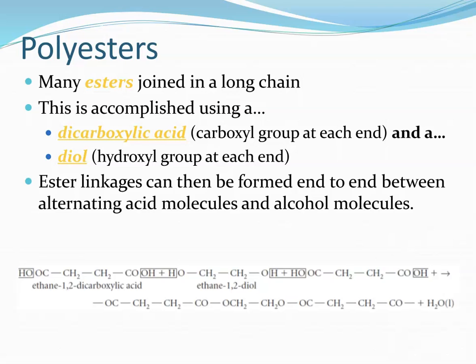Polyesters copy these structures formed in nature to create polymers with ester linkages. This is accomplished with dicarboxylic acids and diols, because they have functional groups at each end. This is considered a condensation reaction. The ester linkages would give a polymer that has alternating acid and alcohol molecules.